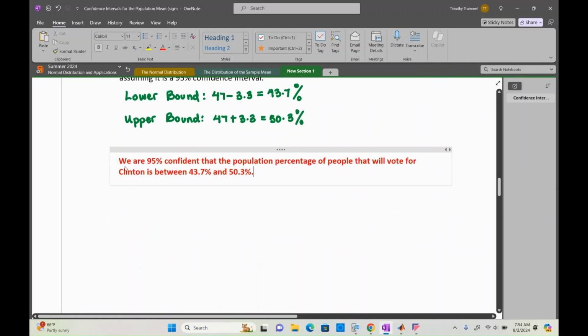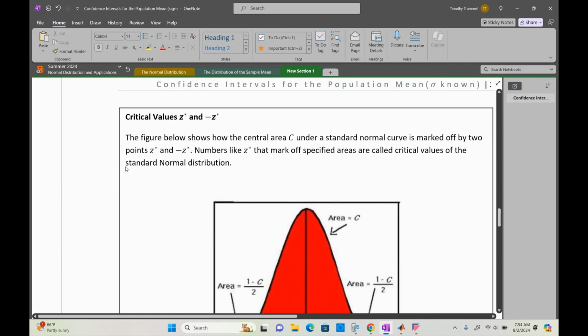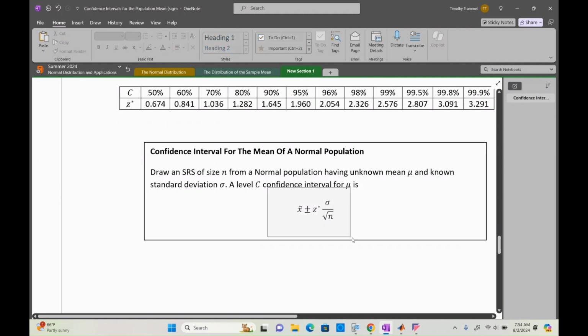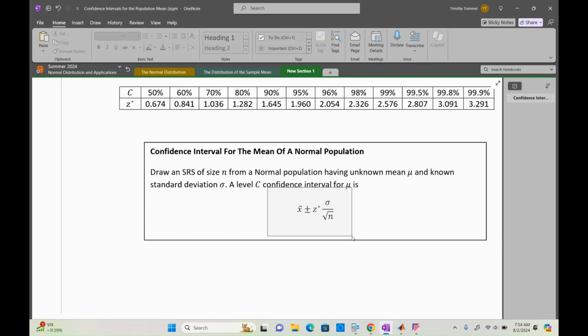So let's go ahead and scoot down here. The next thing that we're going to need, and we may not know it yet, is Z star. So this is the formula that we're going to use for our confidence intervals. We have X bar, the sample mean, plus or minus Z star, which is going to be exactly what you think it is. We'll go into more detail on it in a second. And then sigma is our population standard deviation, divided by the square root of the sample size n.